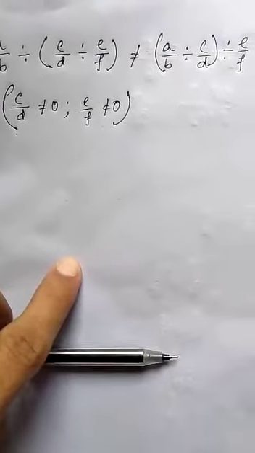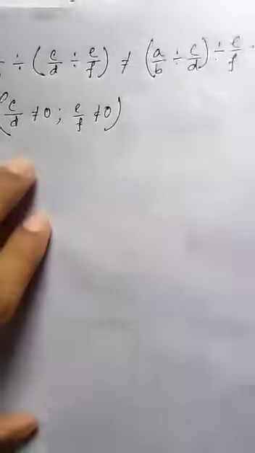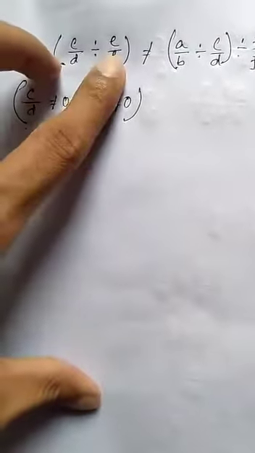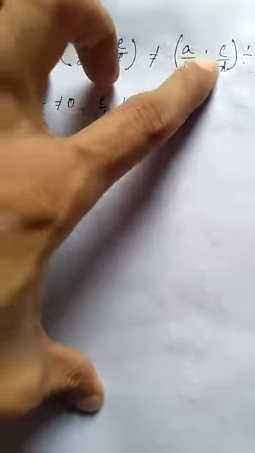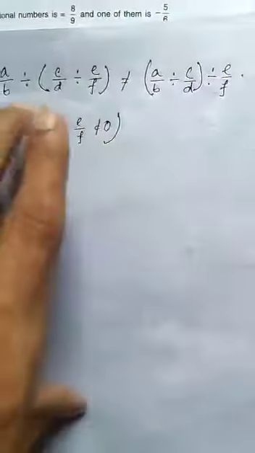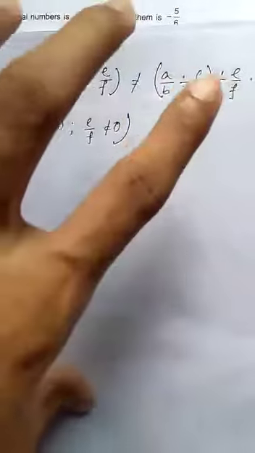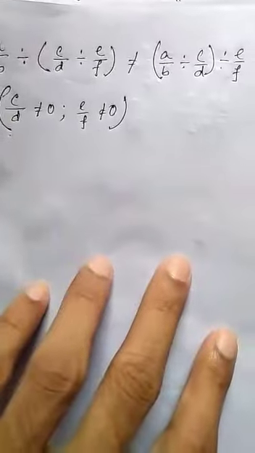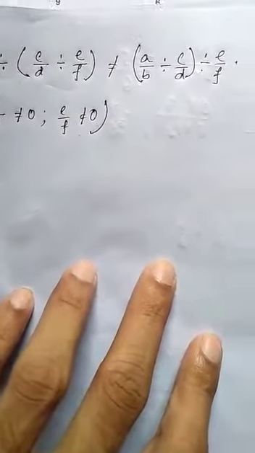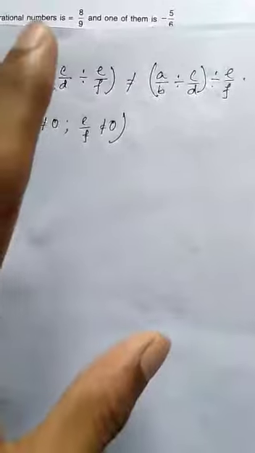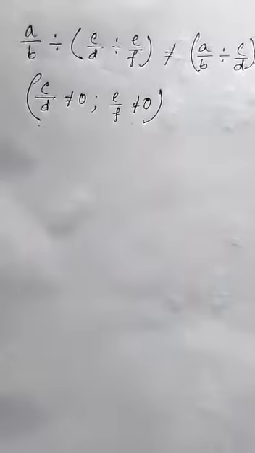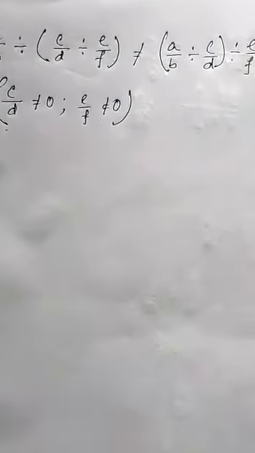Okay, division of rational numbers is not associative. So if we write a by b divided by c by d divided by e by f in the first bracket, and a by b divided by c by d in the first bracket divided by e by f, then both these two terms will have different results. So we can say that the division of rational numbers is not associative. So the different grouping will give us different results in the case of division of rational numbers. So it is not associative.